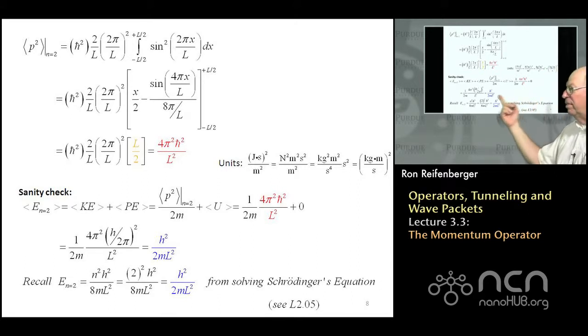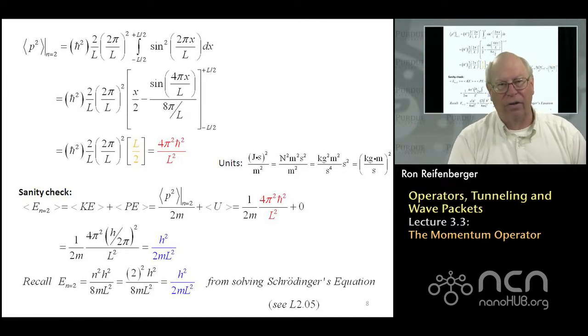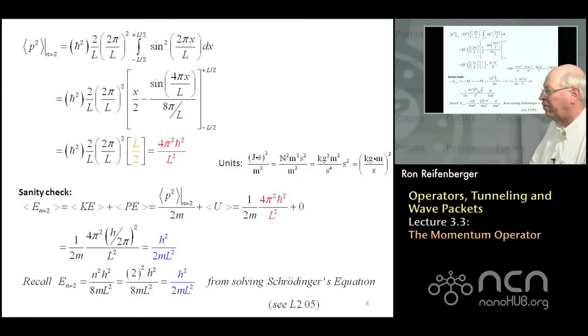You can rewrite this in a slightly different form, and that's what I do in this line. I just massage the final result into a form which I can then compare to the n equals 2 eigenvalue that we solved a few lectures back for the infinite square well. If you recall, we had an expression for the eigenvalue n equals 2. It's equal to n squared h bar squared over 8 m l squared. When you simplify that, you get the exact same result that you got by evaluating the expectation value of kinetic energy plus the expectation value of potential energy.